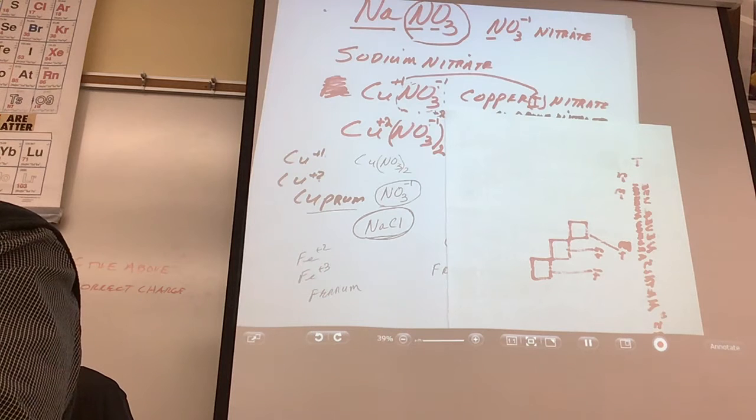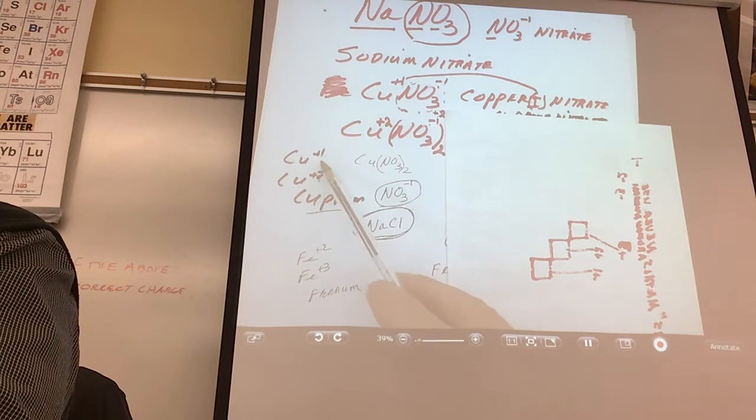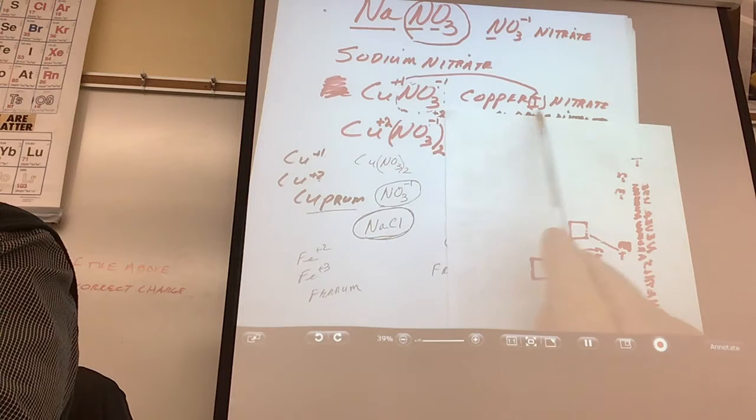Now, let me give you a hard question. The old naming system: copper comes in 1 and 2, and the Latin word is cuprum. What's another name for copper 1 nitrate?